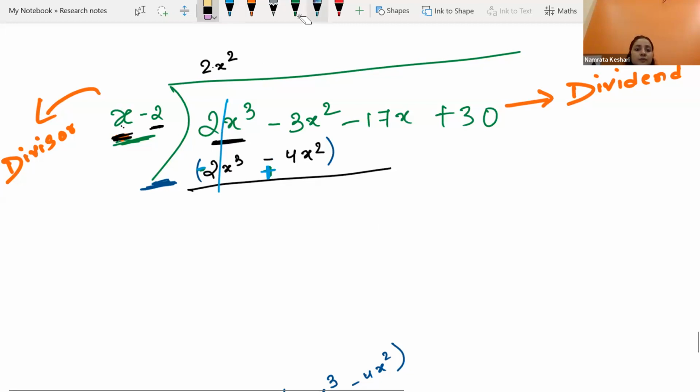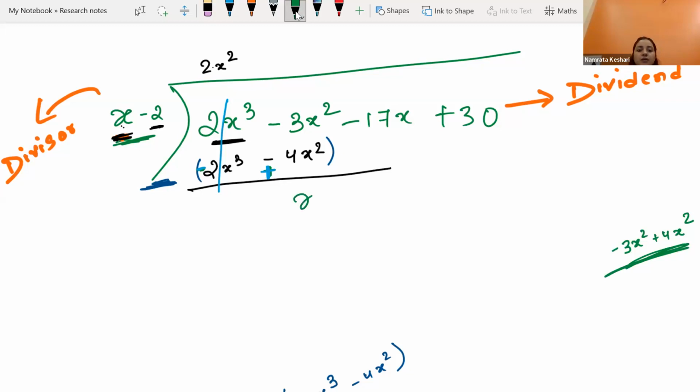Yes or no? Yes, ma'am. So it will be minus 3x square plus 4x square is what? Tell me quickly. Ma'am, x square. Just x square. Directly we will be writing. Any confusion so far? No, ma'am.